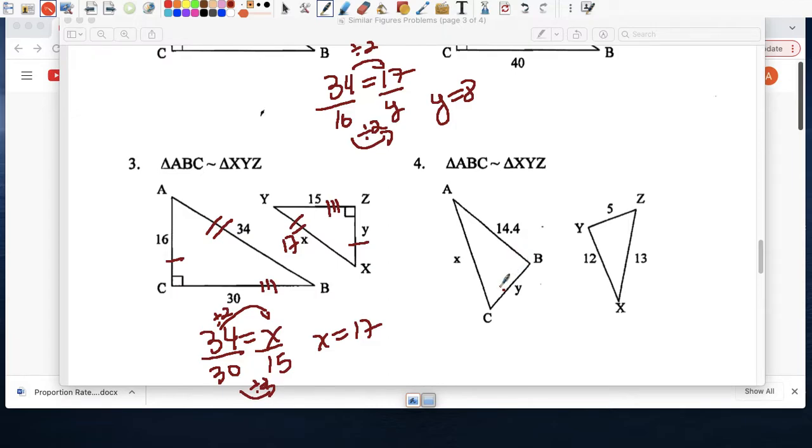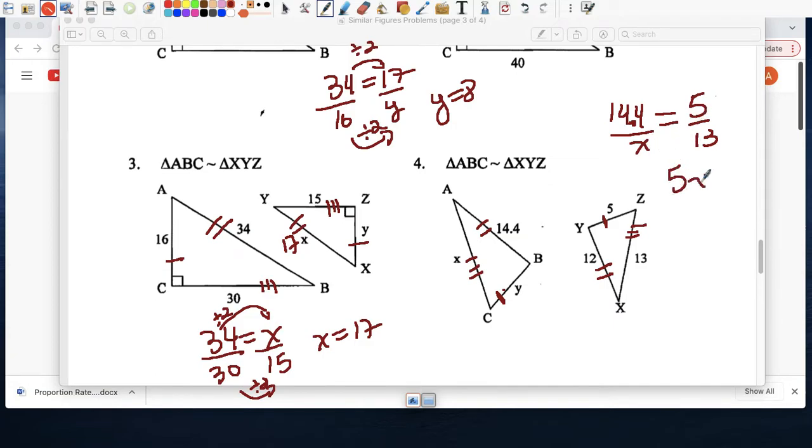Okay, so this side corresponds to this side. This side corresponds to this side, and this side, 1, 2, 3, corresponds to this. We need x and y, so let's use 5 and 13 over here. So 5 corresponds to 14.4, and 13 corresponds to x. So we can cross multiply.